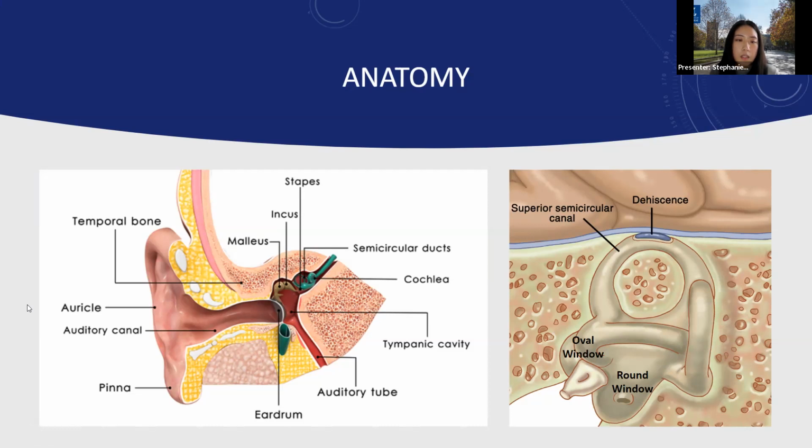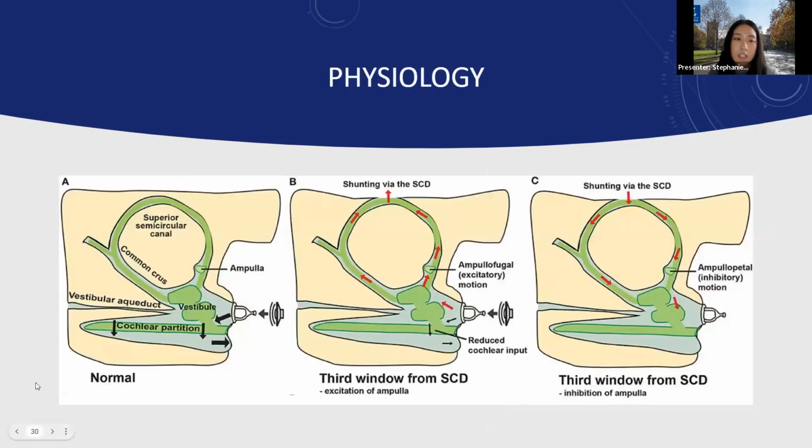However, in the case of SCD, a third window is added, where an additional compliant area in the inner ear modifies this fluid motion and disrupts the normal transmission. This results in misdirected fluid and pressure dissipation, which causes basilar membrane displacement. This also results in the elevation of air conduction thresholds, and it's part of the reason why there's a conductive hearing loss that arises from SCD, which I'll talk about in more detail later in this presentation.